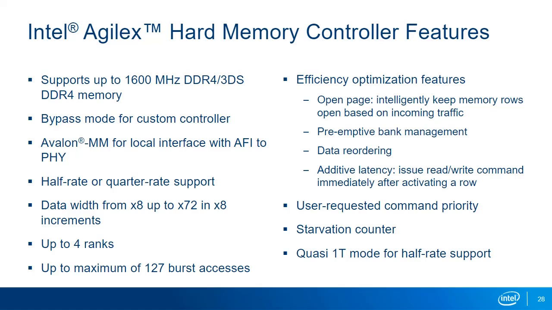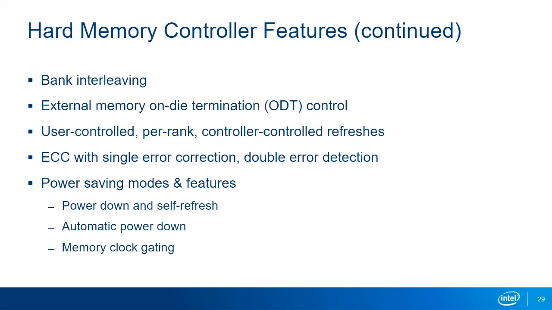Some features of note include a bypass mode to allow for custom controller use with the hardened PHY, and data width support for up to a 72-bit wide interface. The controller also retains and enhances many of the efficiency optimization features of the high-performance memory controller, discussed on the next few slides. Some additional features include bank interleaving, external memory ODT control, a number of memory refresh options, additional low power modes, and the ability to write and read the external memory's mode registers.